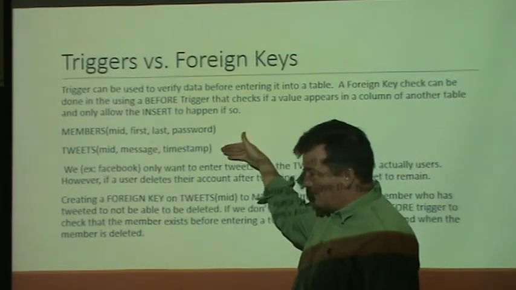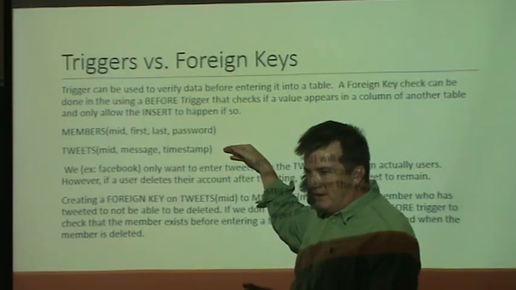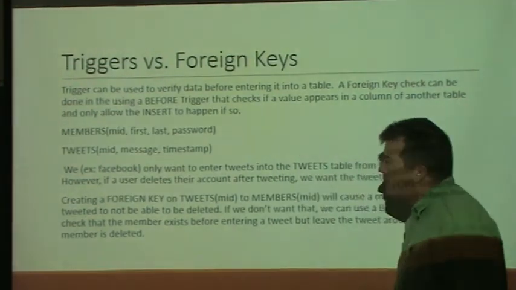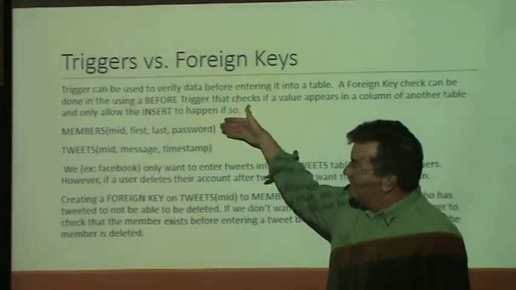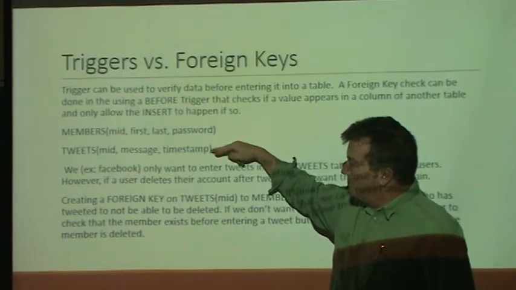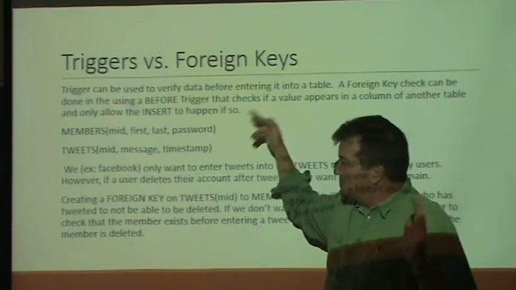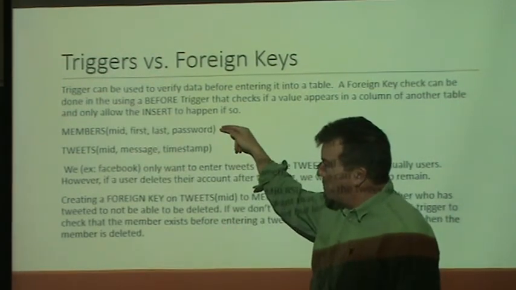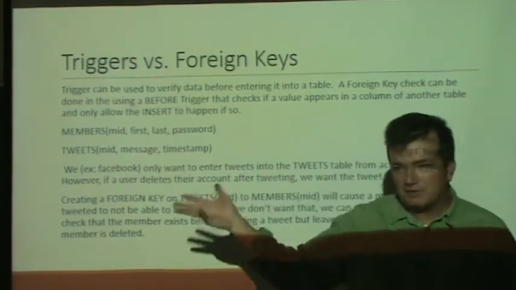If so, I'll add the tweet. If not, I'll say this person doesn't exist, no tweets allowed. And then if they later on delete themselves, because there's no foreign key constraint, they can just delete themselves. The tweets will stay around, and any future tweets from that person who's now deleted would get blocked by the trigger.